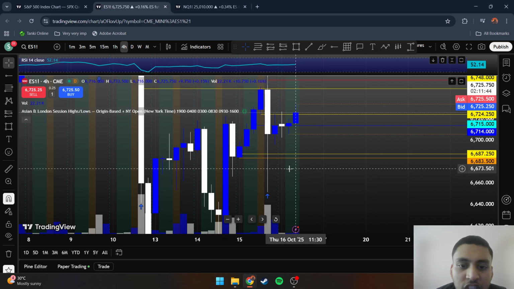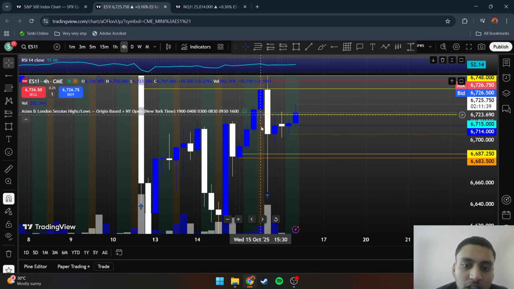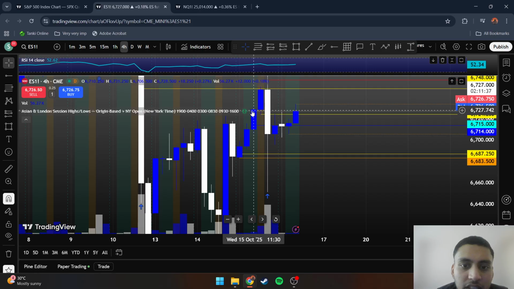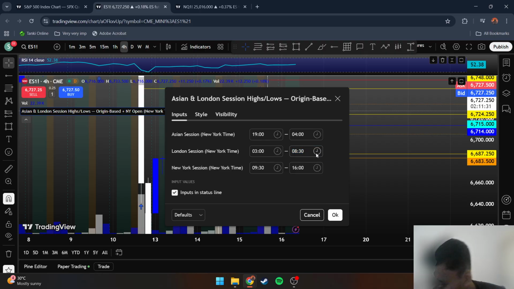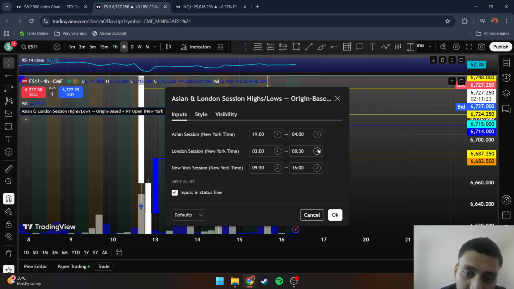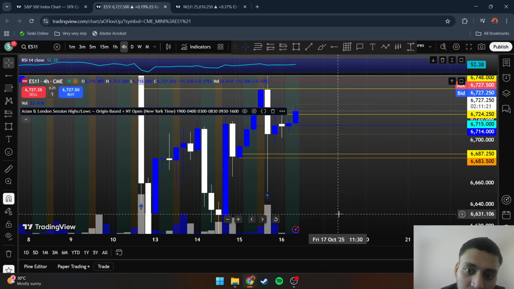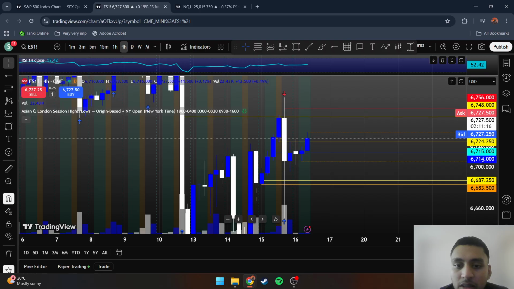this bluish greenish color is the Asian session. This orange color is the London session. You can see I just keep this at 8:30 because I don't want this to overlap with the New York session. Actually, this goes on till 11, but I keep it at 8:30 so that it doesn't confuse me that we are still in the pre-market or the market hasn't opened yet.